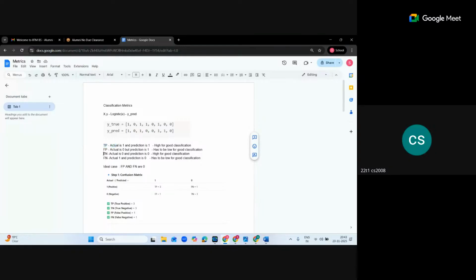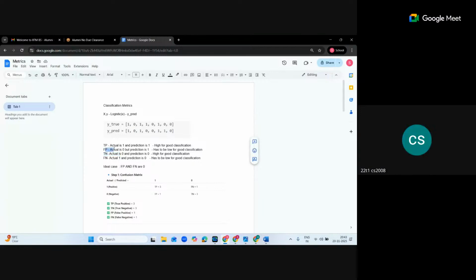What is TN? True negative. That means actually a 0, prediction is also 0. True means correct. So actually a 0, predicted to be a 0. So how many can you tell me from these? TP is three. TNs? 3, right? The second one, last one, and this one.